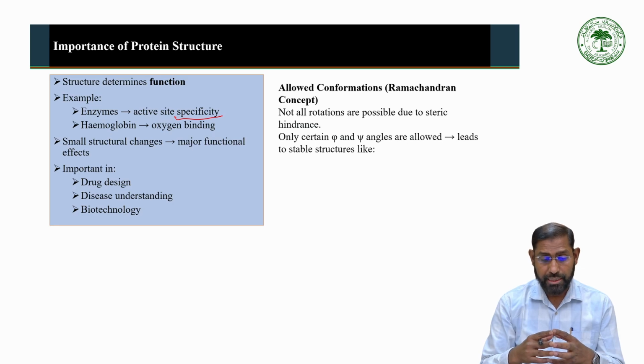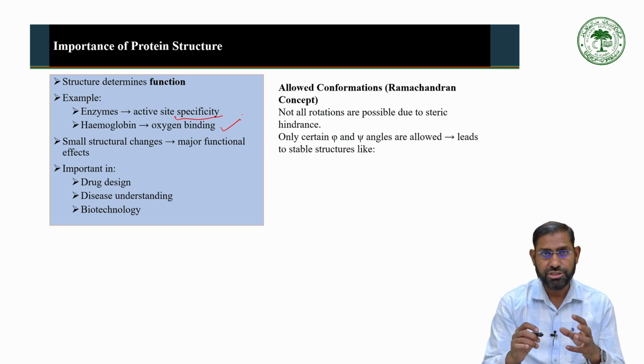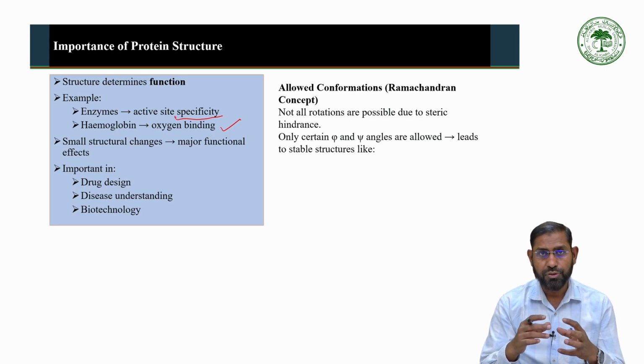Like for example, we can take hemoglobin protein. It is an oxygen binding protein, and hemoglobin has a conformation very specific to bind the oxygen. If there are any changes in the conformation of hemoglobin, then it is not able to bind oxygen very efficiently. Also, some small structural changes cause major functional effects. Even small structure changes cause functional effects.